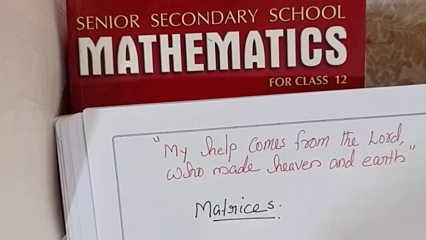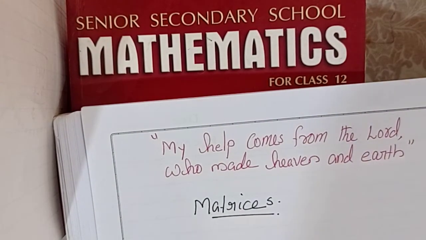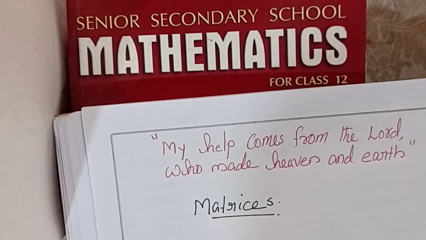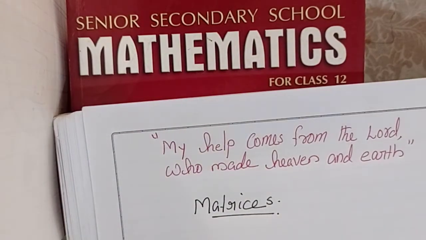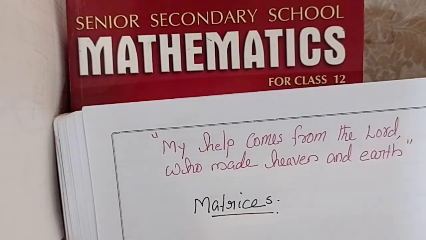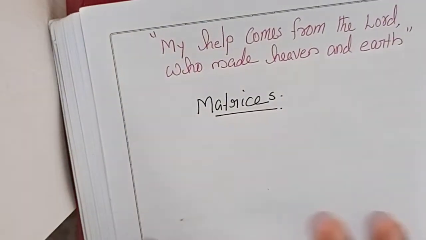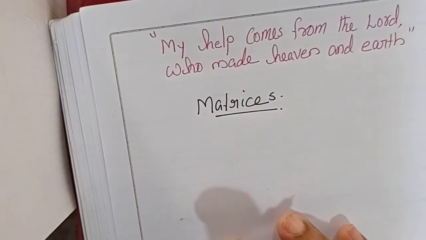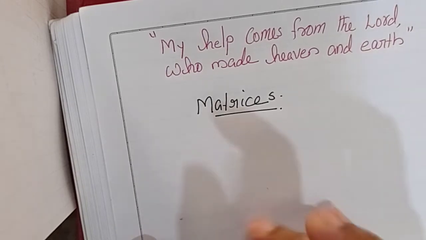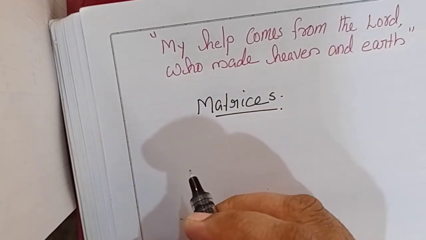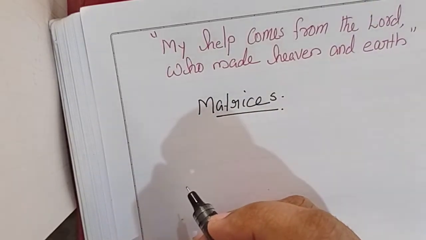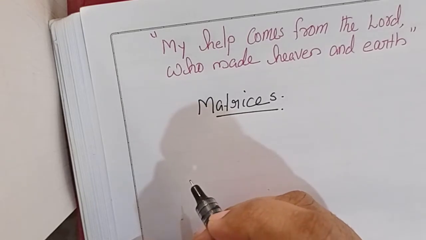Matrices. You know, a matrix is a rectangular array of numbers arranged into rows and columns. In the first class, I explained all the terms about matrices. Is it clear for you? This is the continuation. Write down.